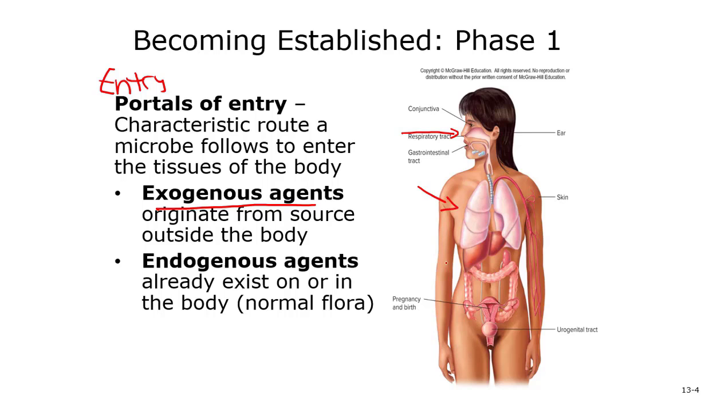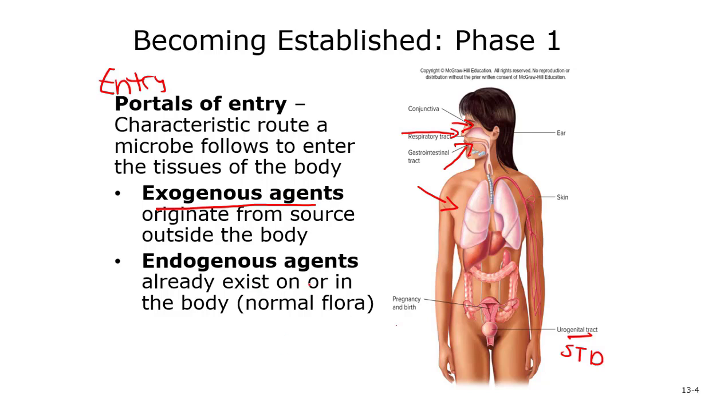Insect or animal bite that allows the pathogen to penetrate the skin. Most pathogens need to get in through a mucous membrane. So eyes, when you rub your eyes and your hands contain the pathogen, or through sexual transmission. So exogenous is coming from the outside.